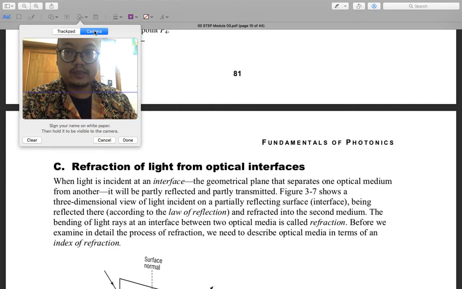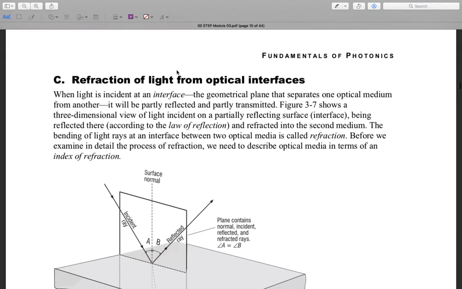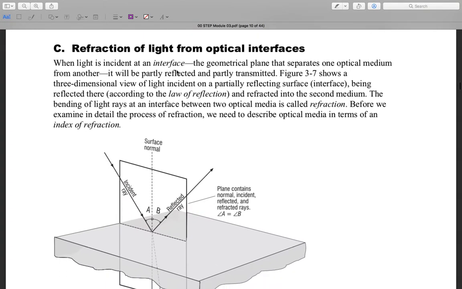Okay, we directly discuss the refraction of light from optical interfaces. Yes, this is refraction of light from optical interfaces.